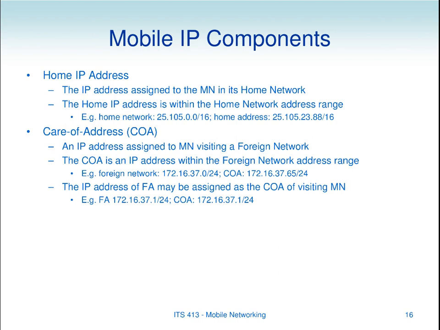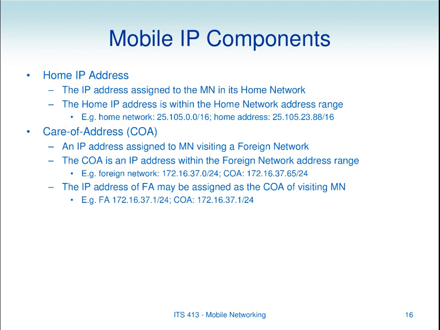And the care of address is within the appropriate address range for that foreign network. So if the foreign network, for example, is 172.16.37.0, the care of address may be 172.16.37.65 in this case.